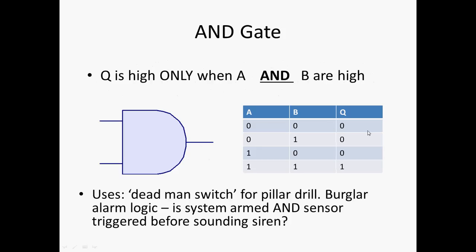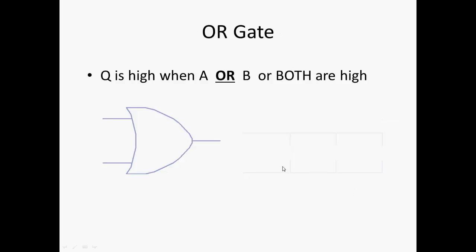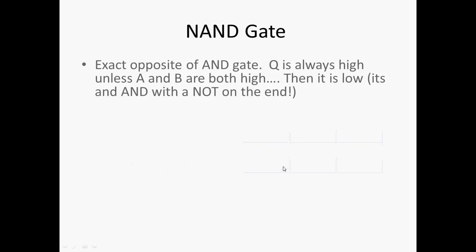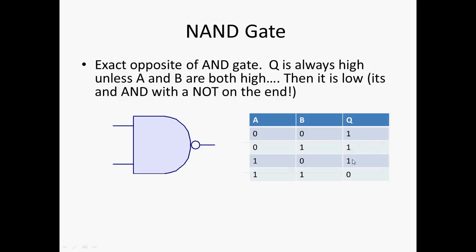If our AND gate truth table looked like this, 0, 0, 0, 1, the opposite of that would be 1, 1, 1, 0. That's what a NAND gate does. So it's like an AND gate, but totally the opposite. As in, the output is on unless both inputs are on, in which case it's off.